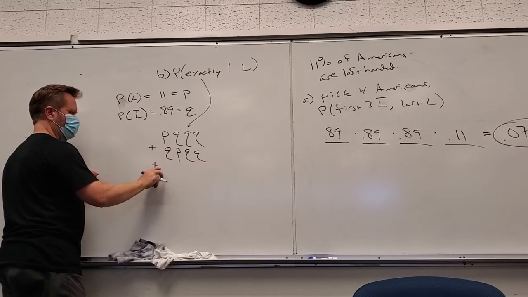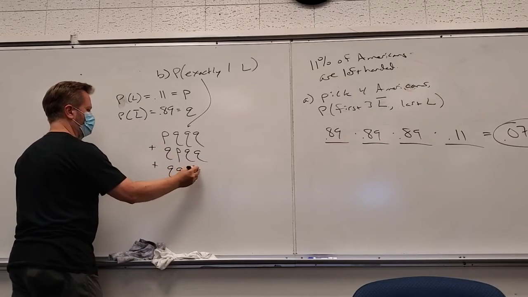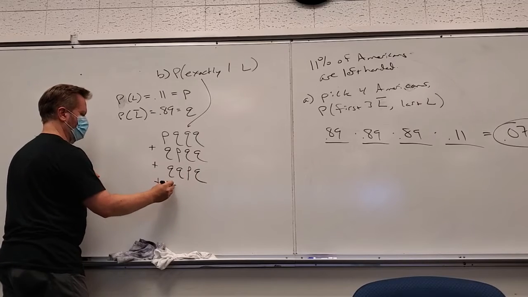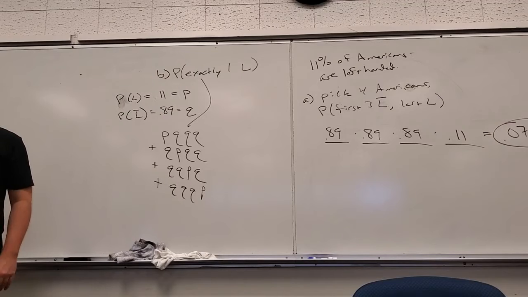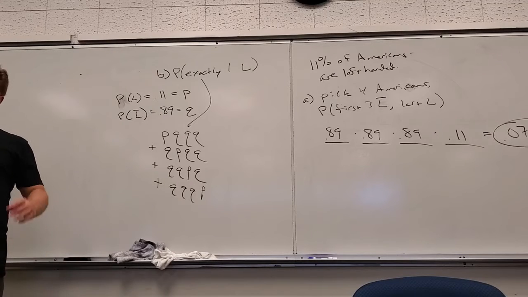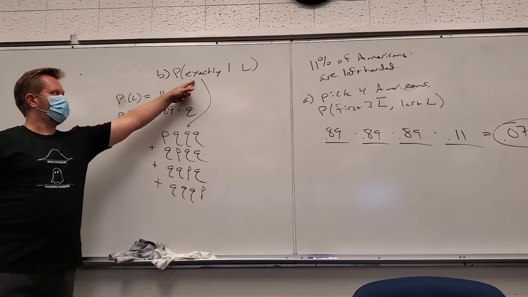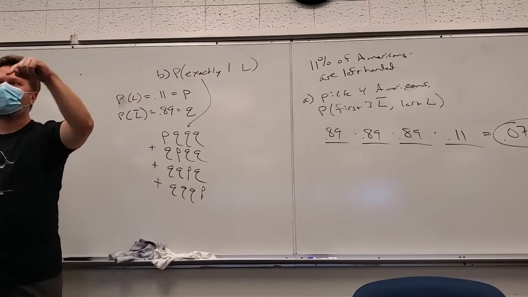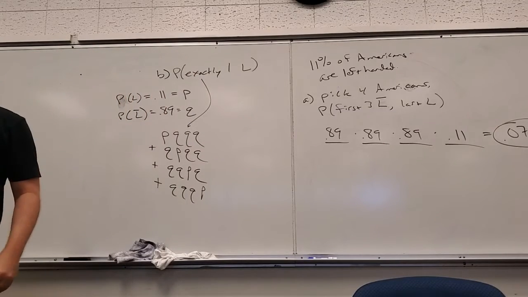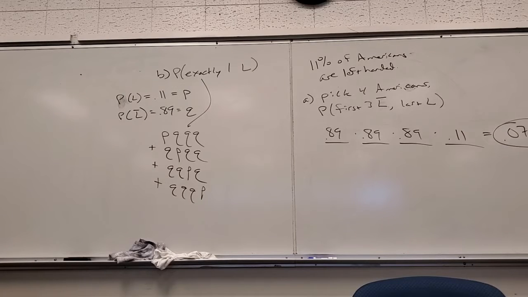Or the third one is, and the other three aren't. Or the last one is, and the other three aren't. Okay, let me stop for a minute. So the main difference between this question and that question is, in this question there are more things that match what it is looking for, because there's more than one way to have one person.